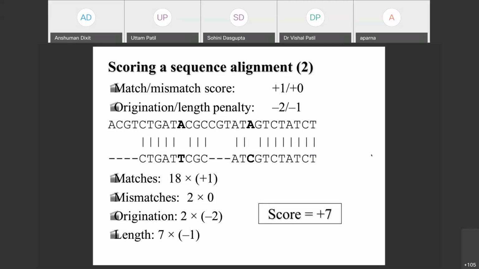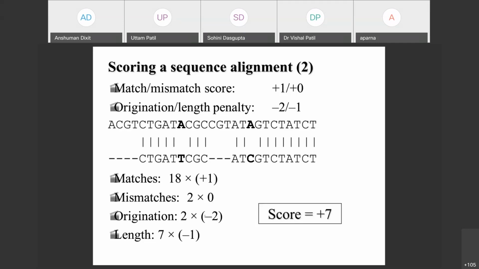Now you score the alignment. As you know, there are 18 nucleotides which are identical in these two sequences. So you will say my match score is 18 into +1, which is your match score. So 18. Then there are two mismatches, so you will get 0 for that. Then there are two gaps which are originated.